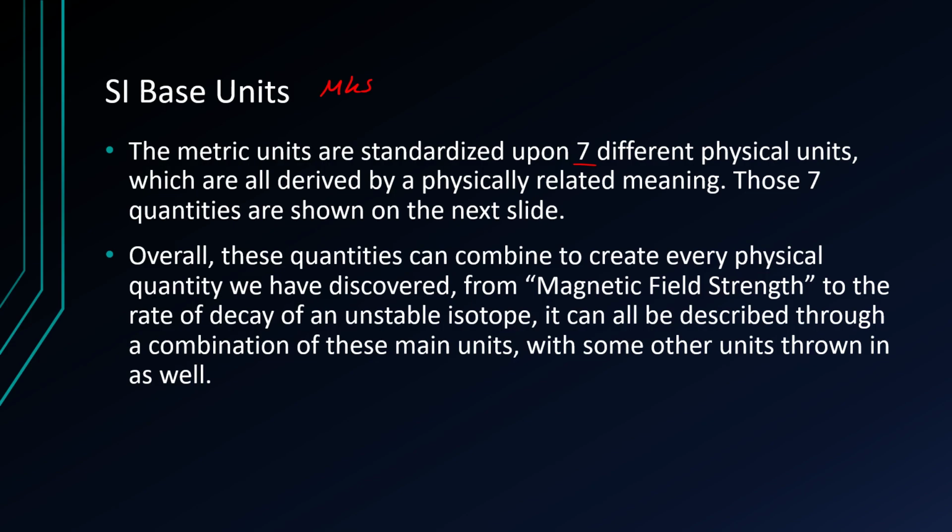So they can combine to create every quantity we've discovered, like magnetic field strength, which is represented in Tesla, to the rate of decay of an unstable isotope, which is measured in becquerels or disintegrations per second. So it can be described as a combination of these main units with some other units thrown in. Now these other units include things like radians, steradians, and we've also seen disintegration. So they're just words, essentially, or cycles is another one you'll come across. But we don't need to worry about those for now.